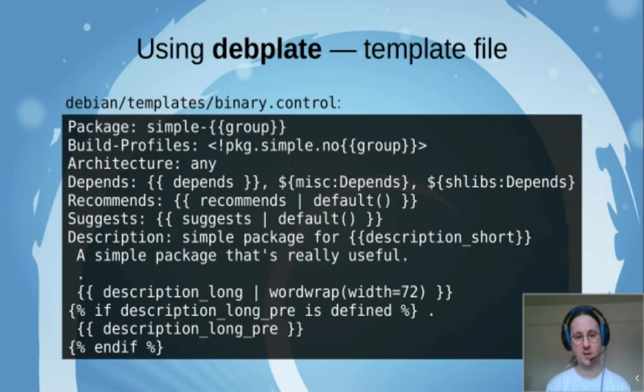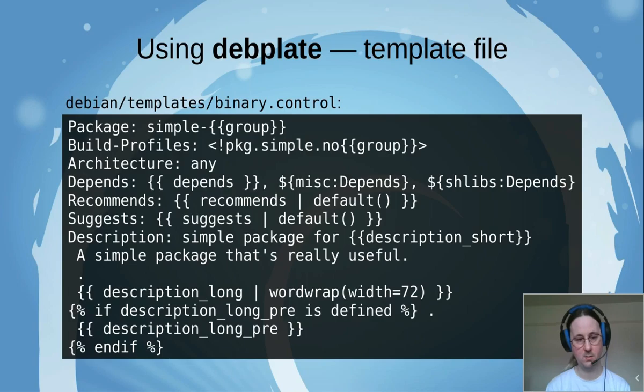That generates the binary package paragraph for a single package. I don't know if you have recognized this syntax yet. This is a Jinja template. So the simplest substitution is to put a variable name in double braces, and we've got some more complex use here to do word wrapping of the description, and then you have a conditional section there.